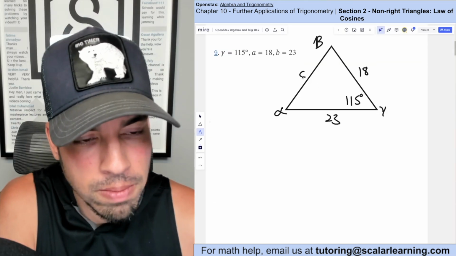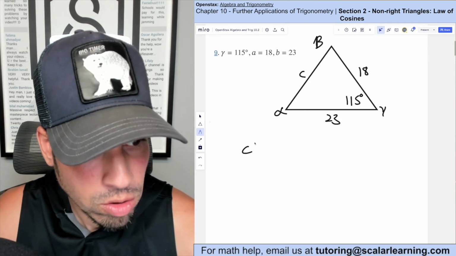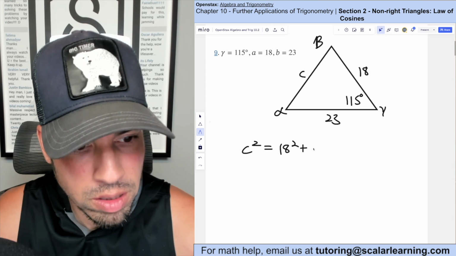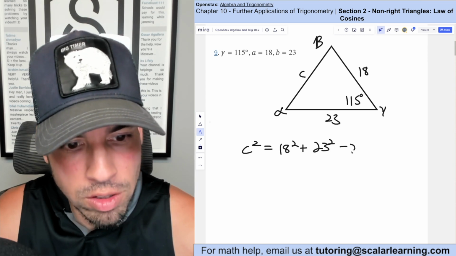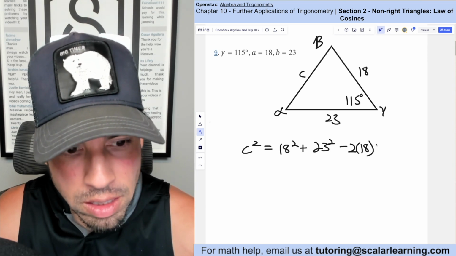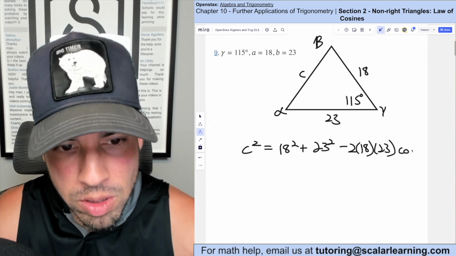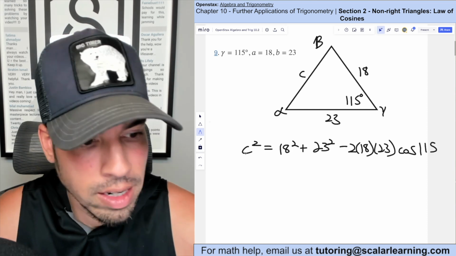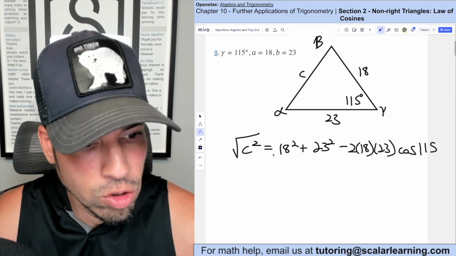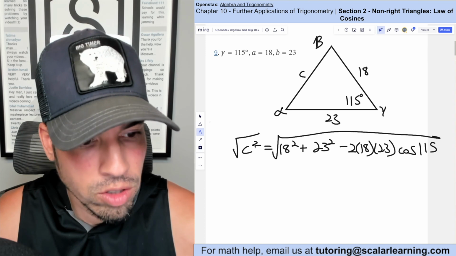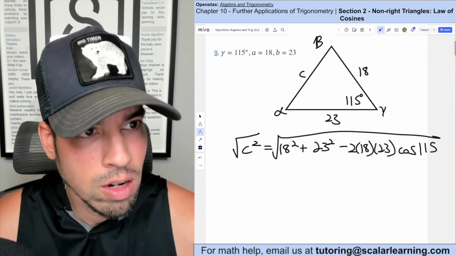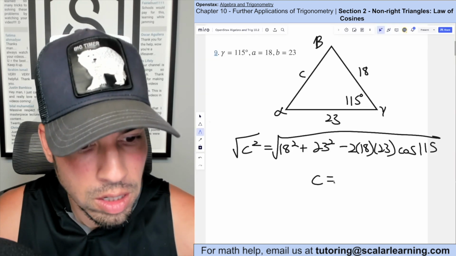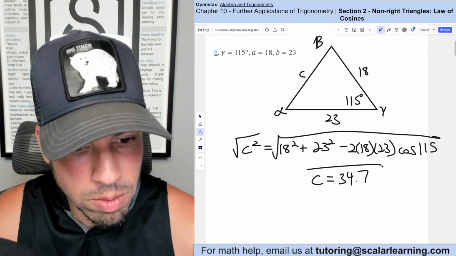For this one, we're trying to solve for this side opposite gamma. We'll just call it c. Now let's plug in the law of cosines. The unknown side, c squared, equals one of the other sides, 18 squared, plus the other side squared, 23 squared, minus 2 times those same sides, 18 and 23, times the cosine of the angle opposite the unknown side, which is 115. To solve, we take the square root of both sides to get just c. Plugging this into Desmos, we get 34.7 rounded to the nearest tenth. So c equals 34.7.